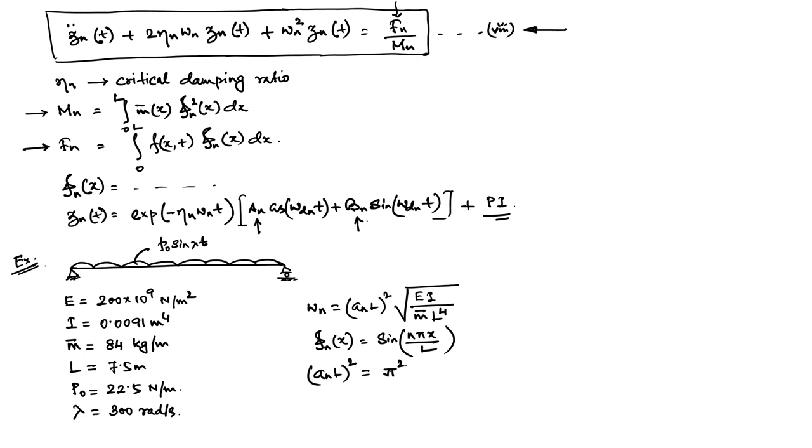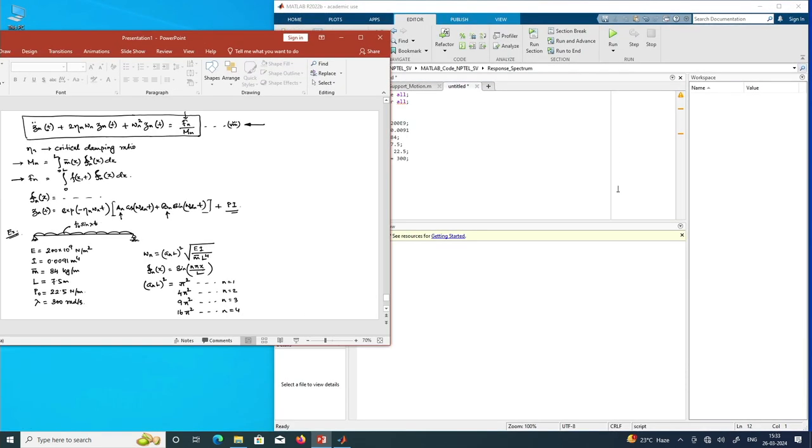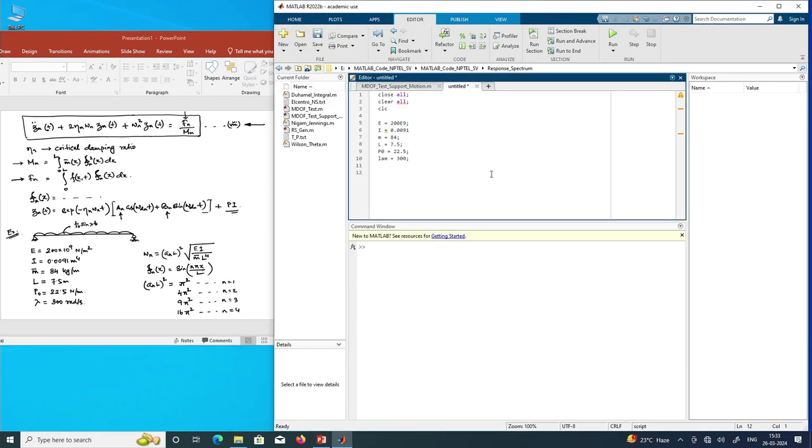So, that is pi square, then 4 pi square, then 9 pi square, then 16 pi square. So, this is for n equal to 1, n equal to 2, n equal to 3, and then n equal to 4. Let us go up to fourth mode. You can easily increase the number of modes. So, the natural frequencies, Wn is equal to n, so let us define n is equal to 1, say first mode.